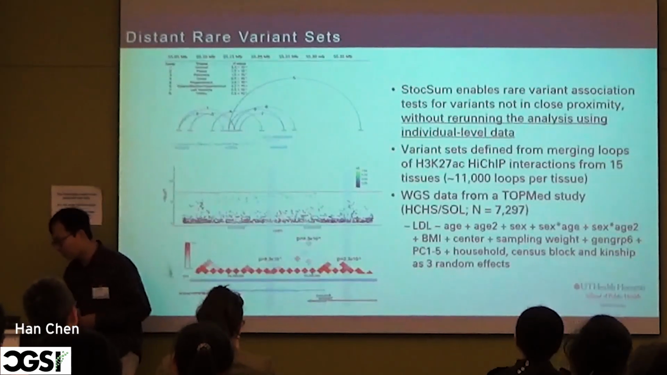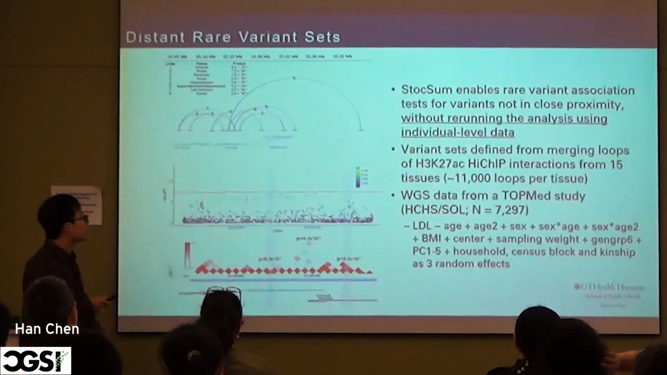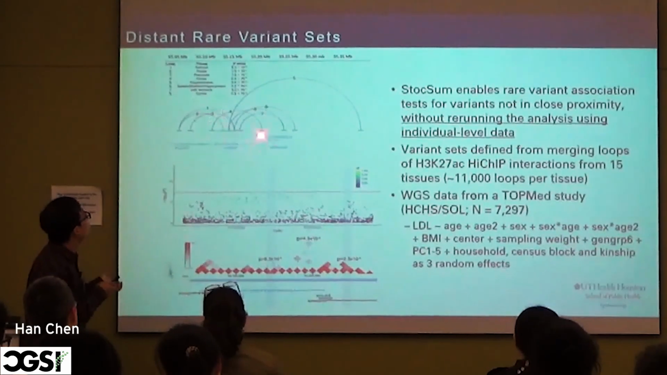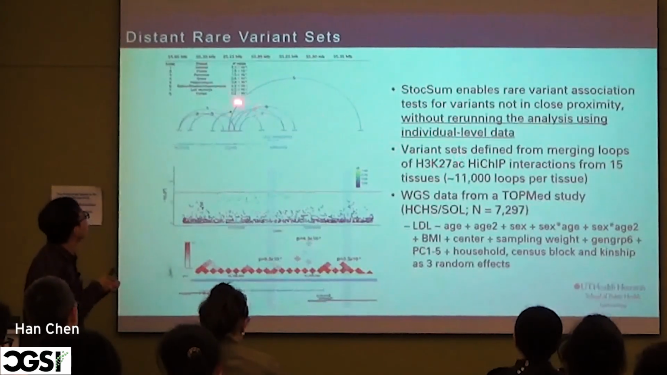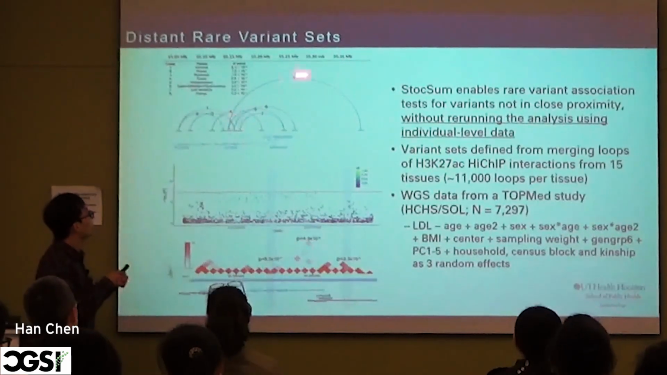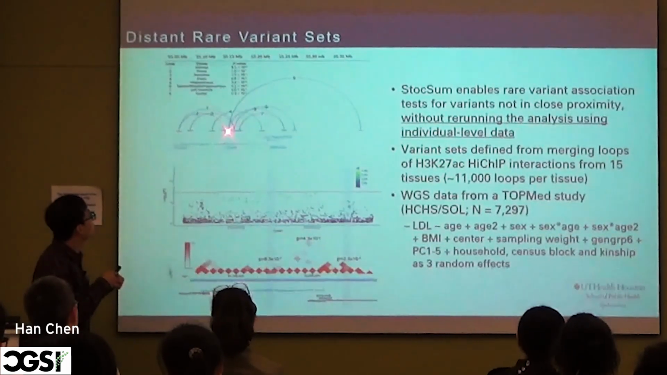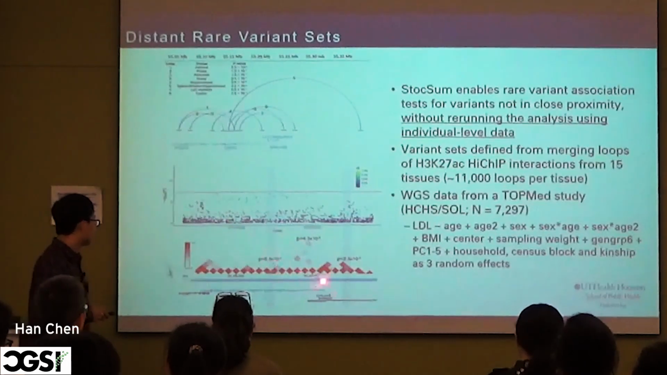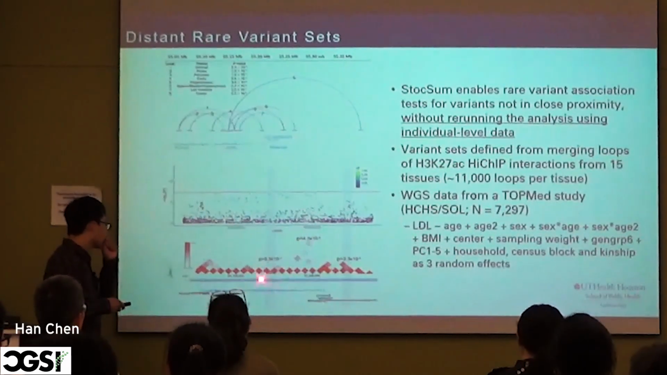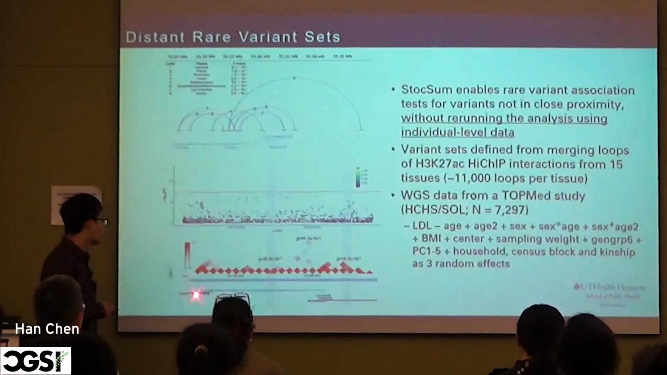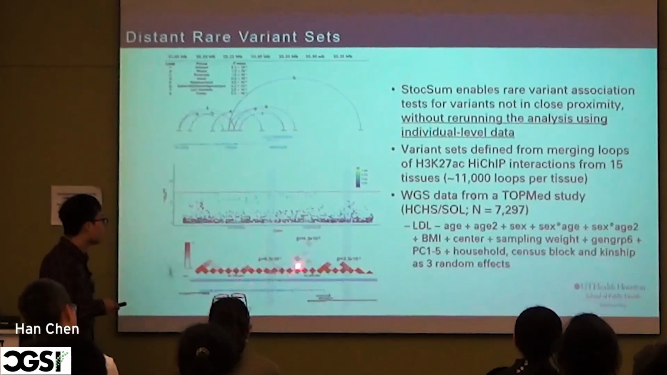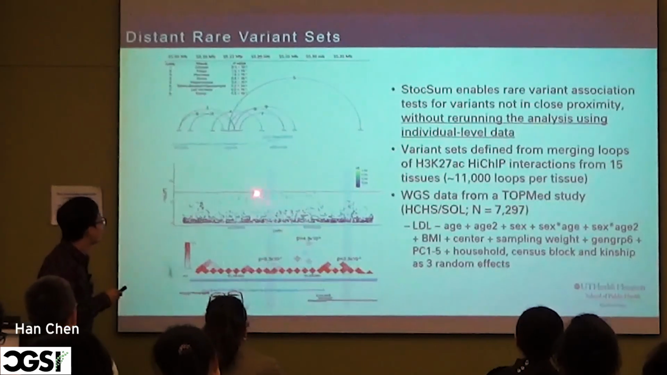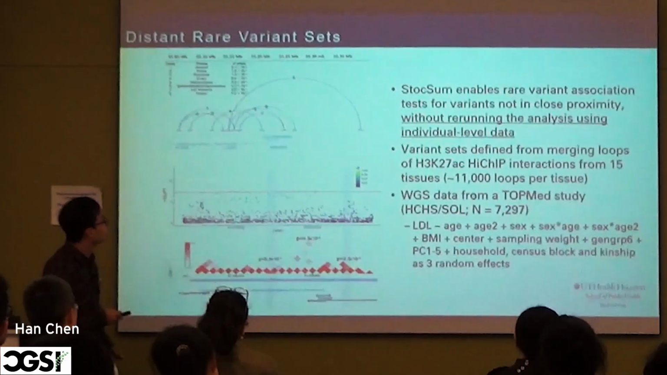So here I want to show you the first example, where we try to use the Hi-ChIP interaction loops to define the variant sets. From this Hi-ChIP data in different tissues, we define the variant sets using these loops. So variants in this left anchor and the right anchor were grouped together to do the association test. This is one example from the LDL analysis. It's close to the PCSK9 gene on chromosome number 1. This is a very well-known gene for LDL, but you can see that none of these sliding windows would reach significance. But when you put them together, it's a different story.